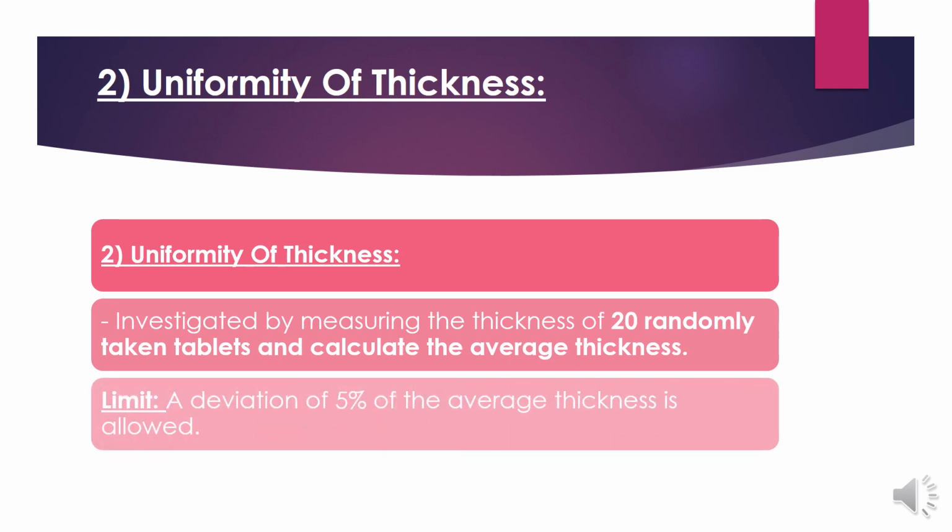There is a limit that is provided for thickness. It says a deviation of 5% of the average thickness is allowed. So in the case of thickness, plus or minus 5% of the average thickness is allowed. Whatever the thickness between 2 to 4 mm is there, you are going to calculate the 5% and make a range by adding or subtracting that 5% value, and then compare the thickness of each tablet with that acceptance criteria.